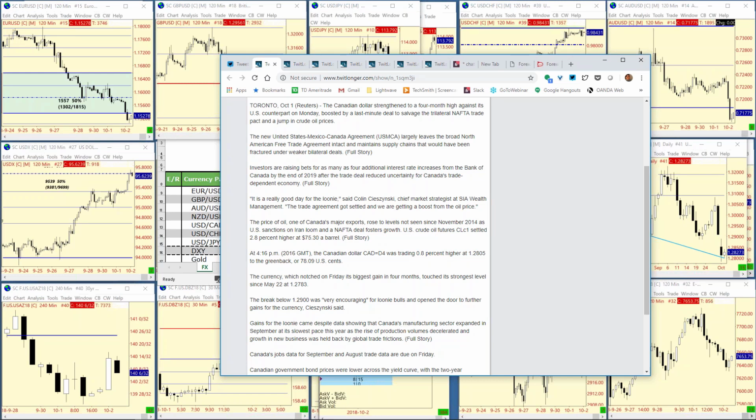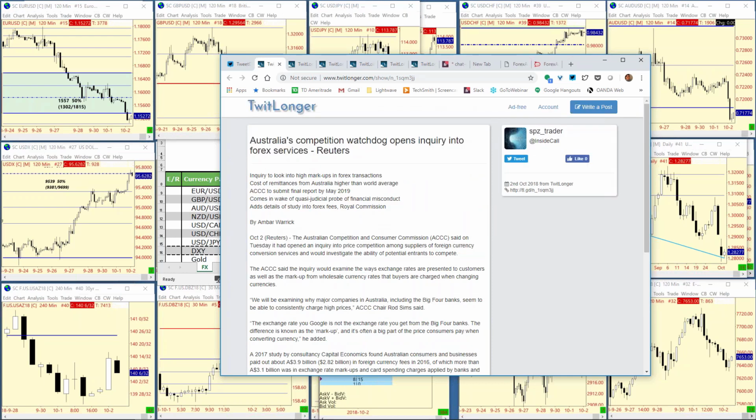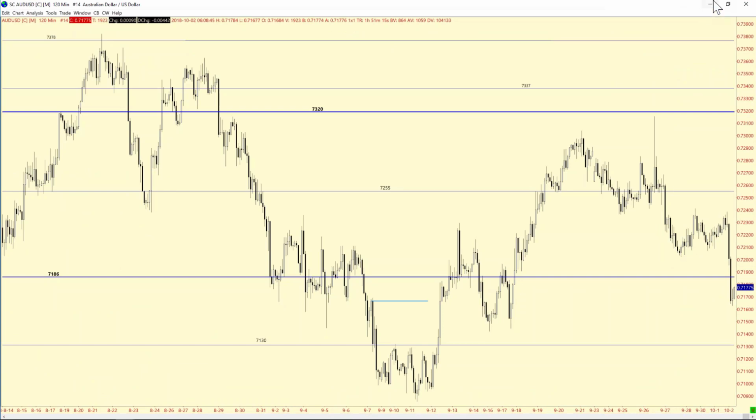trade frictions. And we saw the Aussie, which we pointed out just a few minutes ago, break down here to new lows on this move. Okay.